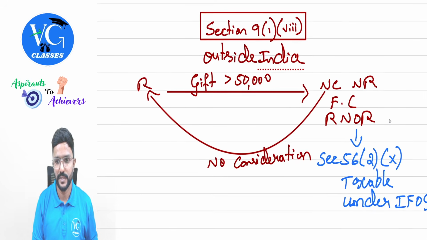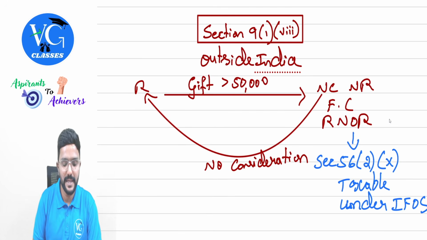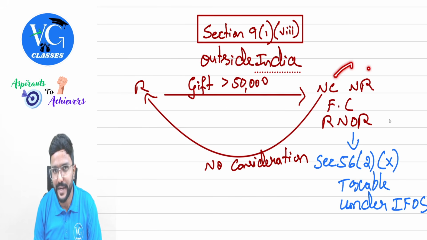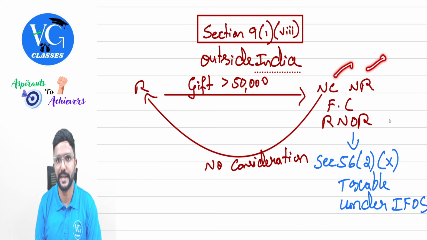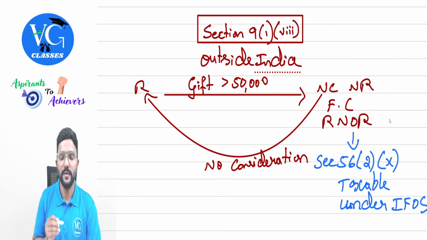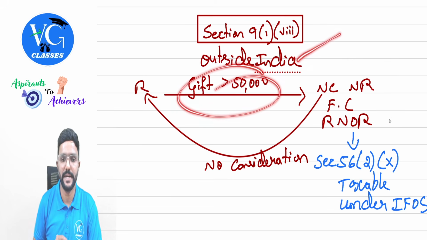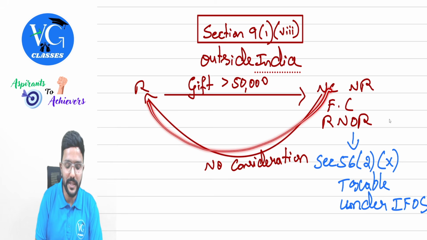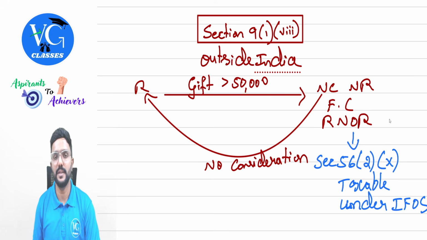Yes, through this example. Assume, guys, a resident, a person who is resident in India, is giving more than 50,000 to a non-corporate non-resident. Non-corporate means other than a company, or a foreign company, or a resident but not ordinarily resident. Any of these three is the recipient. Where is this money given? Outside India. To whom? Any of these. And in return, what are they giving? Nothing.